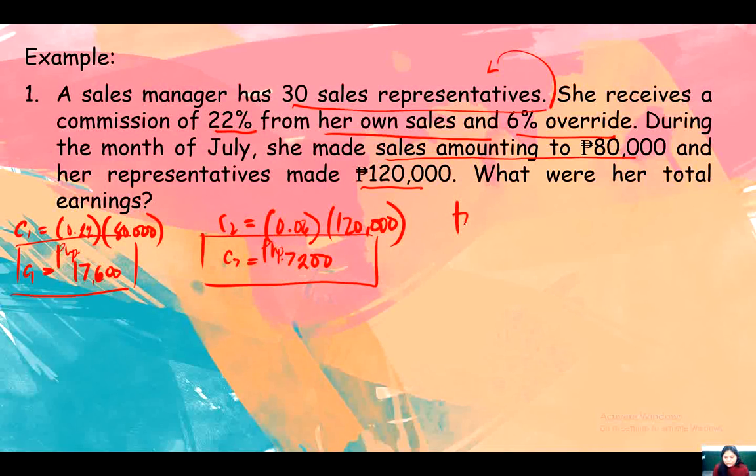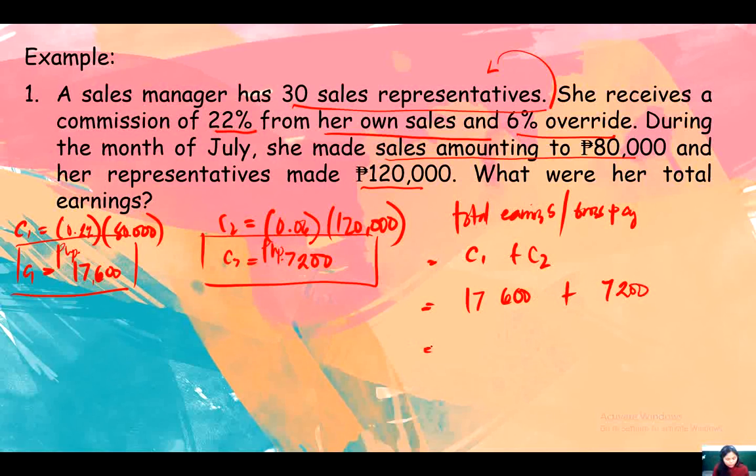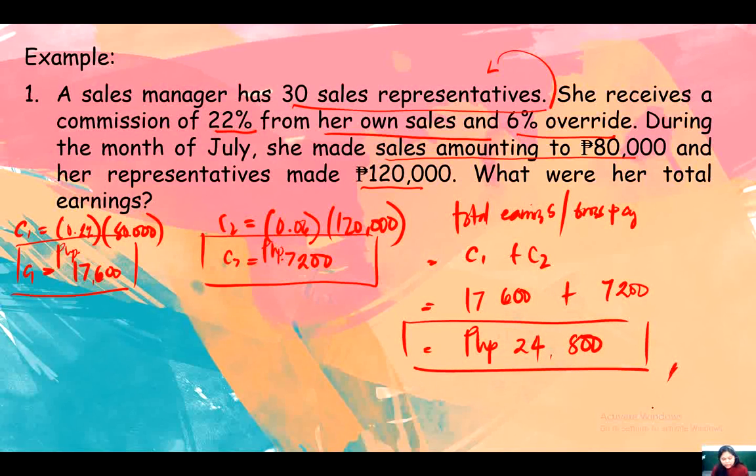Now, for us to get the total earning, o yung kanyang gross pay, we are going to add the commission 1 and the commission 2. Our commission 1 is 17,600. Our commission 2 is 7,200. Okay? Then if we add them together, we have 24,800. This is her total earnings. Okay? So, ang laki ng kanyang kinita.